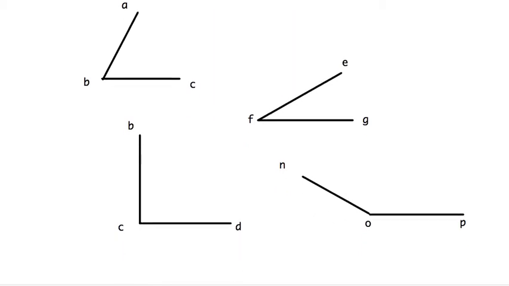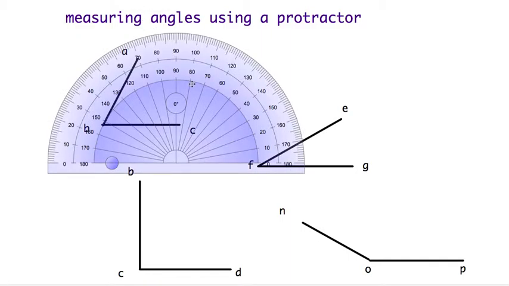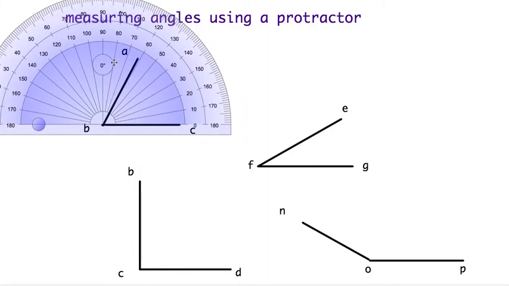This next page, I have some angles. This is angle ABC. This is angle EFG. This is angle BCD, and this is angle NOP. Now right here, right here, right here, and right here, the middle letter is our vertex, and that's where we will be making sure we place our protractor. So if I get my protractor out, and I move this to the vertex, pause the video and take a guess. Where do you think that this angle is going to measure?